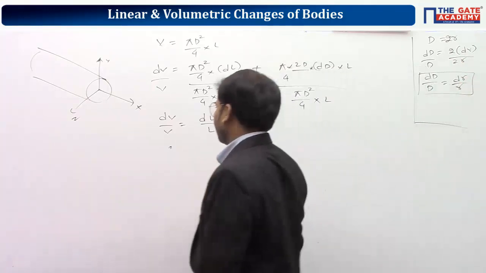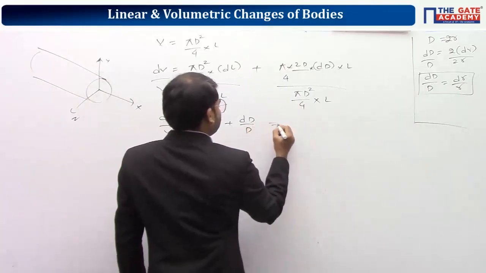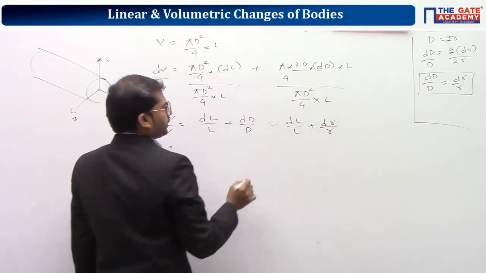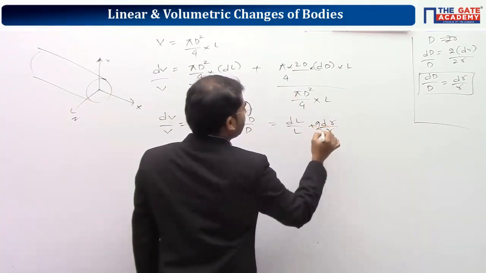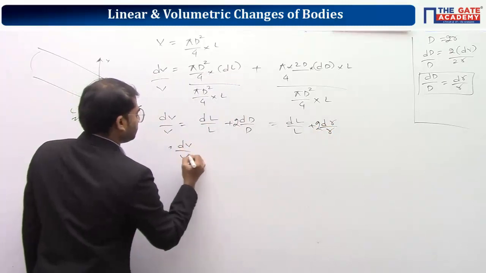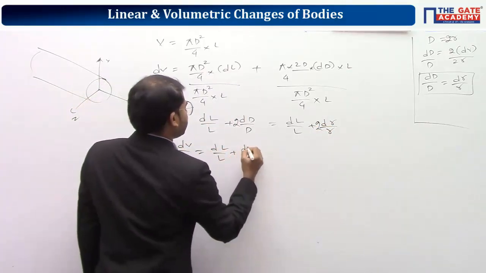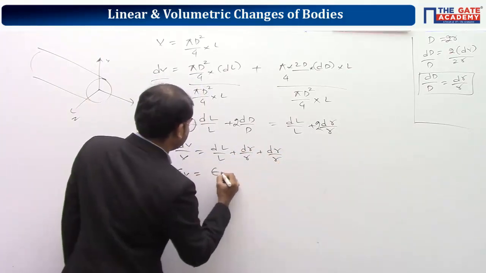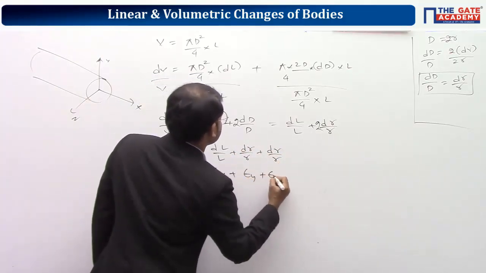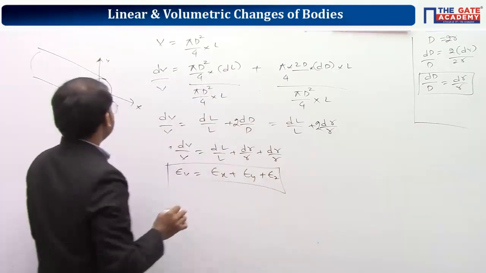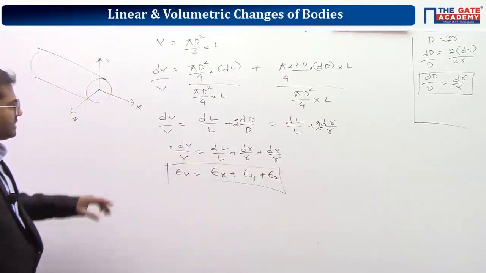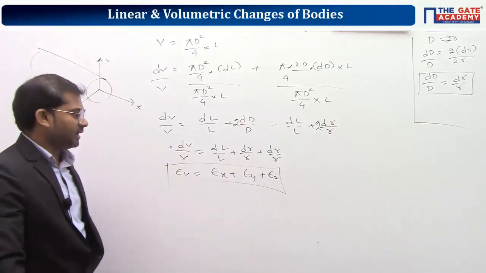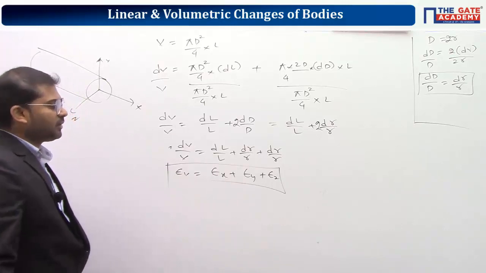So you can write down this thing as dL by L plus dr by r. Sorry, you're having 2 here. I'm forgetting about 2 here. So it is nothing but dL by L plus dr by r plus dr by r, which is nothing but epsilon V is equal to epsilon x plus epsilon y plus epsilon z, because we are having one of the radius along y direction, another radius along z direction. Understood? So we'll be having like this, epsilon V is equal to epsilon x plus epsilon y plus epsilon z here.